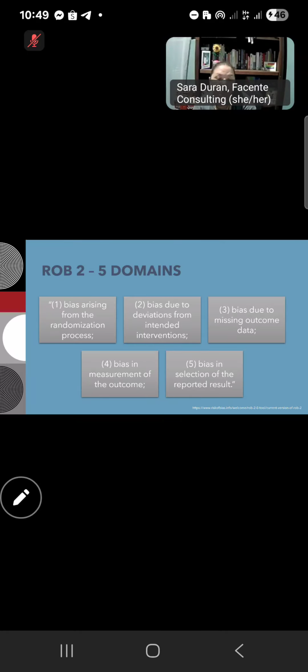So each of these domains helps you identify where bias may have crept into the individual study and how serious that bias might actually be. And so here's an example of what the tool looks like in one of those domains. In the first column, you see that it asks a question. And then in the second column, it provides some guidance about how you should answer that question.